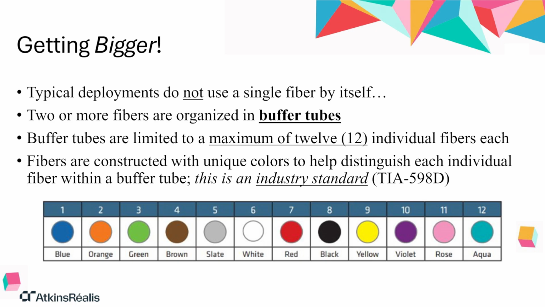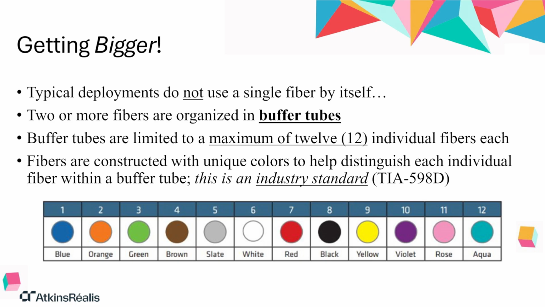Okay, tubes with fibers inside. How do you know which fiber is which inside the tube? That's where color coding comes in. It's absolutely critical. There's a specific industry standard, TIA 598-D, that dictates the color sequence for the individual fibers within a buffer tube. It's a 12-color sequence: blue, orange, green, brown, slate, which is gray, white, red, black, yellow, violet, rose, pink, and aqua, light blue.